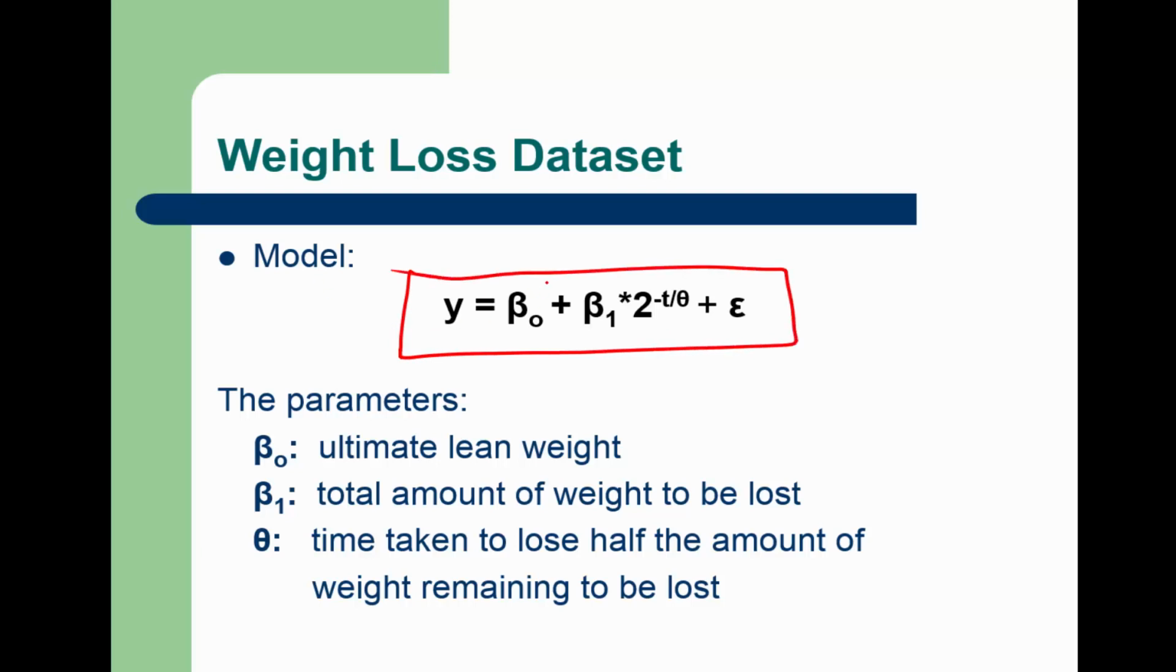So here is one model where y is the weight of the individual who is obese and going through medication, so he's losing weight, and it's a function of time. How many parameters are there? There is the intercept, and this is the slope coefficient, and there is another exponential parameter theta. So we have beta naught, beta 1, and theta.